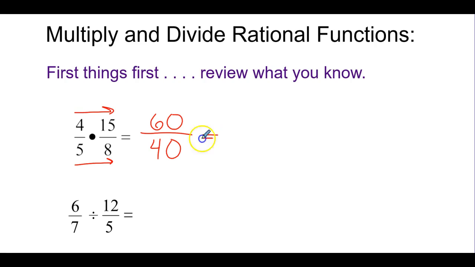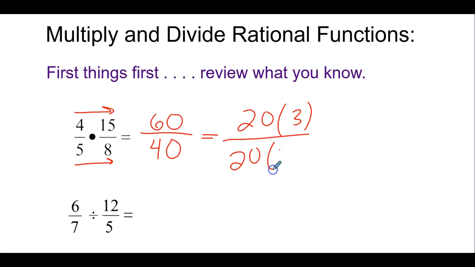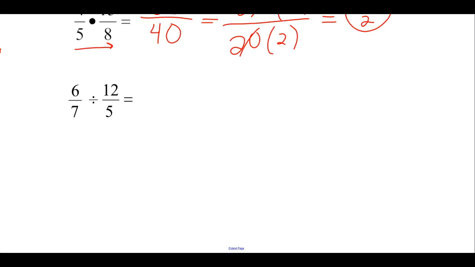What do 60 and 40 both divide by? 20, right? So 20 times what? 20 times 3, and on the bottom we have 20 times what? 2. So the 20s cancel out, and what's my reduced answer? 3 over 2. Now, how do we divide fractions?